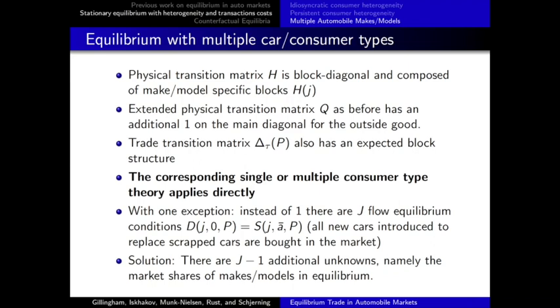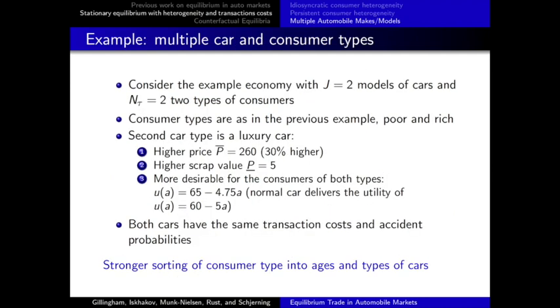That's similar to the market share in the one type car economy, right? You know, the fraction of people who own cars. So of course, when you have more cars, there are many different ways you can own cars, and that's going to be J of them. We can handle that too. Okay. So here's an example.